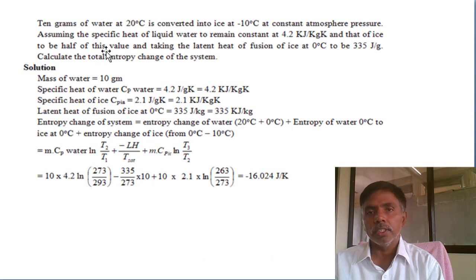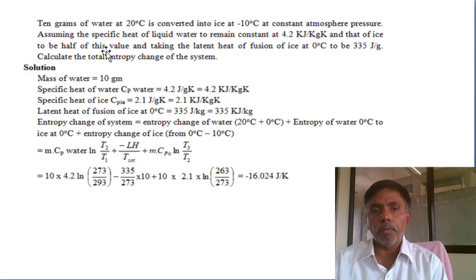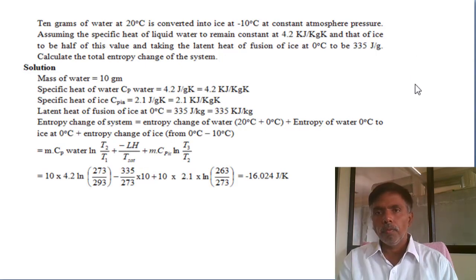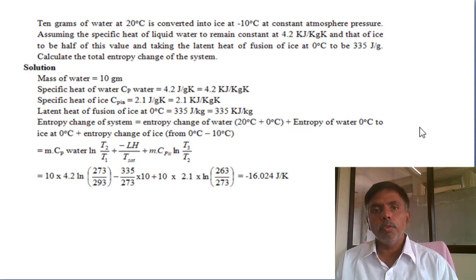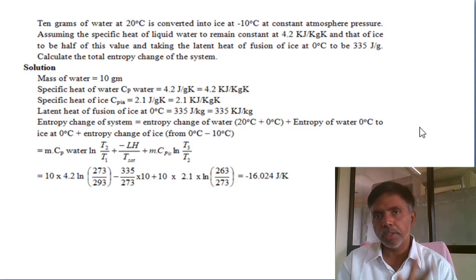Then one more change in entropy problem. 10 grams of water at 20 degrees is converted into ice at minus 10 degrees. So heat loss is fixed. Initial 20 and final minus 10 degrees. The specific heat of water we know is 4.2 kilojoules per kg. Ice is half of the specific heat of water, so 2.1 kilojoules per kg.